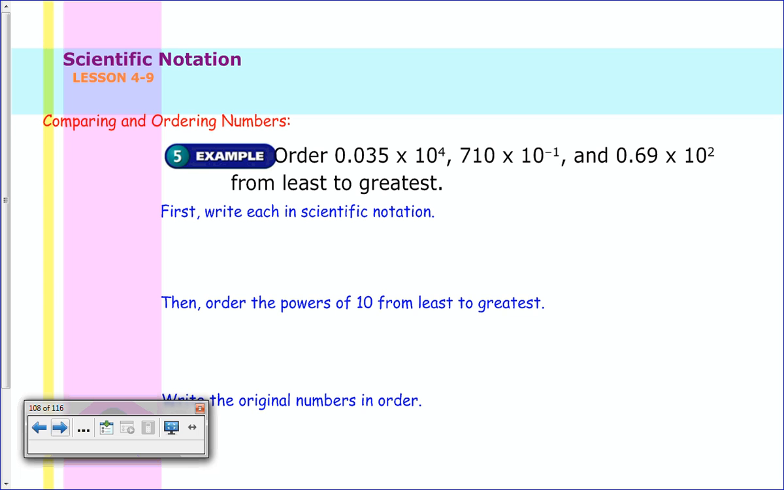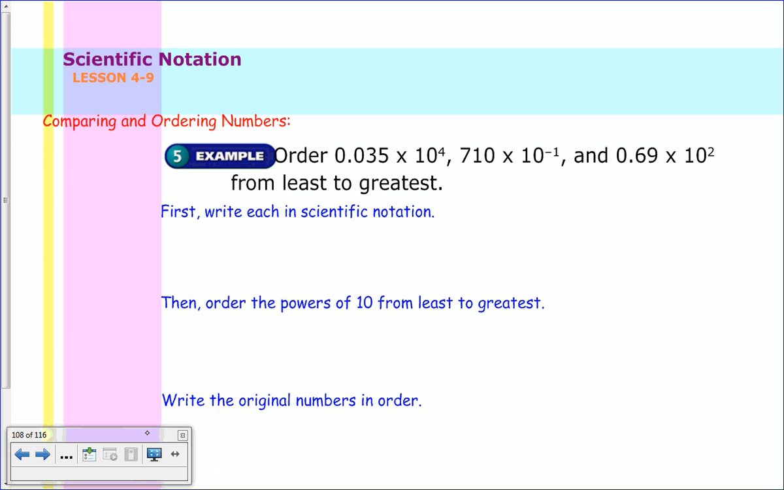Now, last piece of the lesson, I believe, today is comparing and ordering numbers. So again, we have numbers in what's supposed to be scientific notation. We have 35 thousandths times 10 to the 4th, 710 times 10 to the -1st, and 69 hundredths times 10 to the 2nd. And we need to order them from least to greatest.